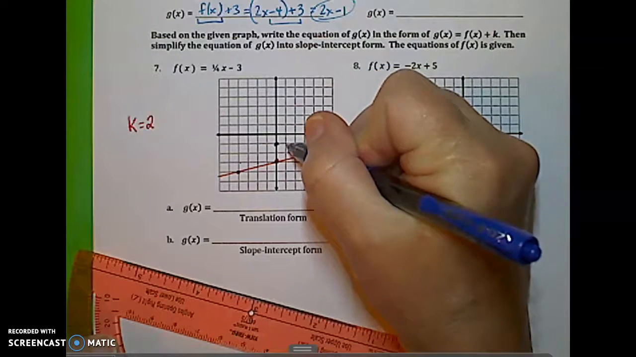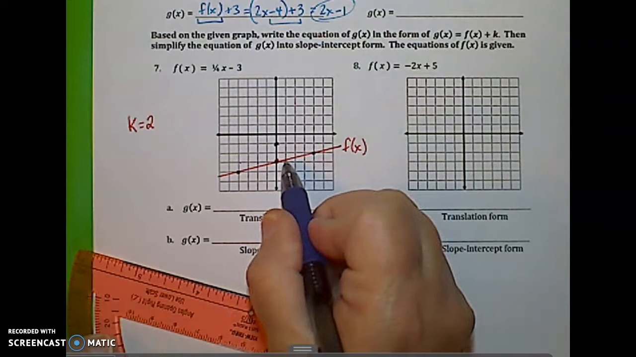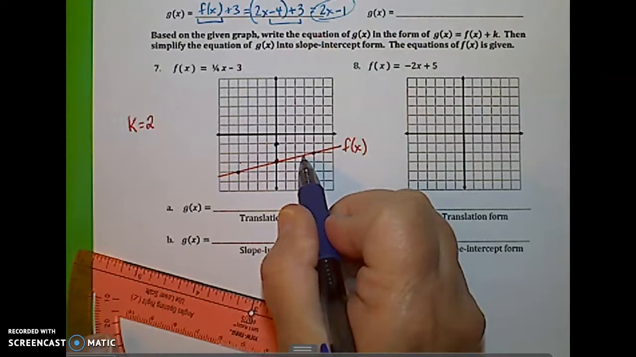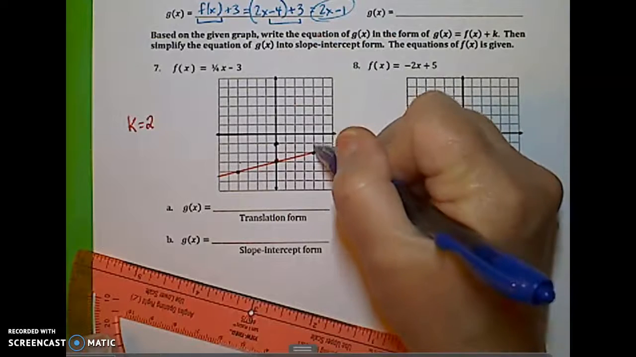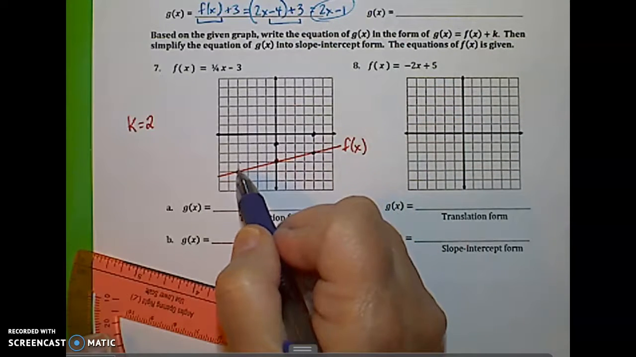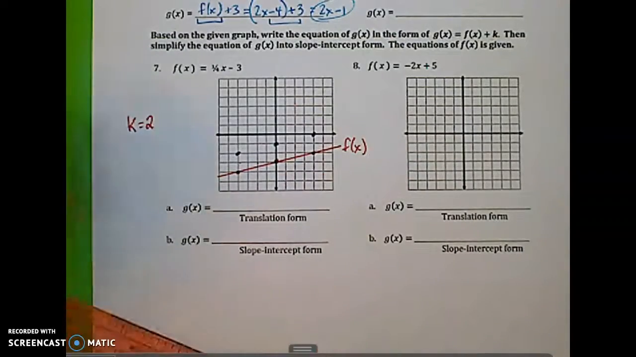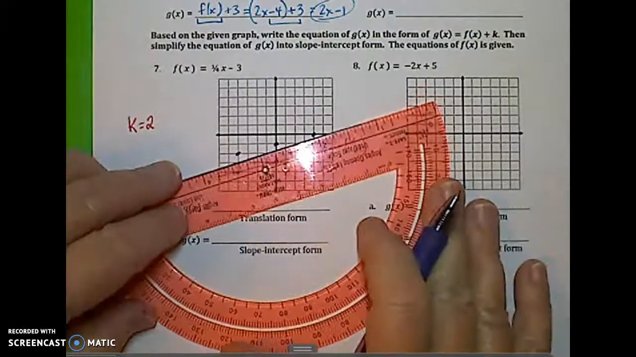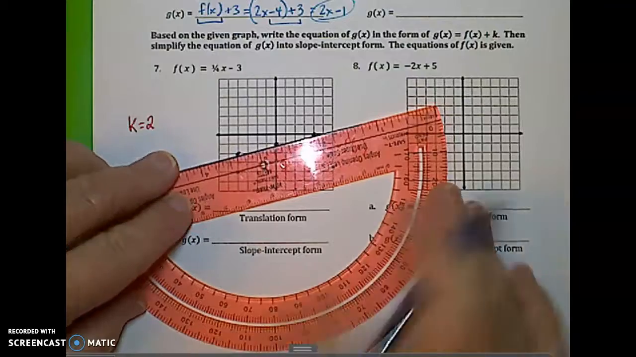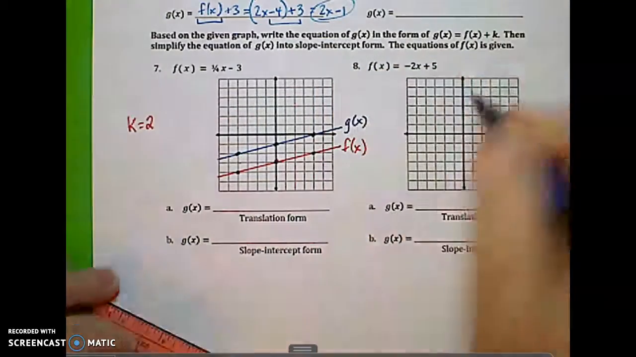That's my positive 2. And I'm going to do it at nice locations. See how these are not really nice intersections. This one is. So that makes it easy to count up 2 spaces. I don't want to try to estimate where 2 spaces up would be. I want some good points that will work. And those are good ones. So this is g of x.